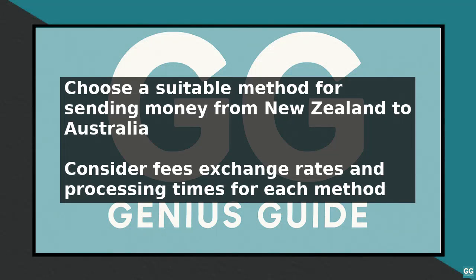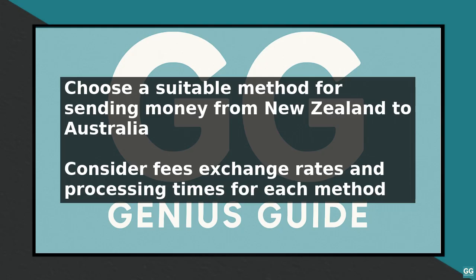To send money from New Zealand to Australia, you will need to follow a series of steps that ensure a secure and efficient transfer. First, you need to choose a suitable method for sending money, such as through a bank, a money transfer service, or an online platform.